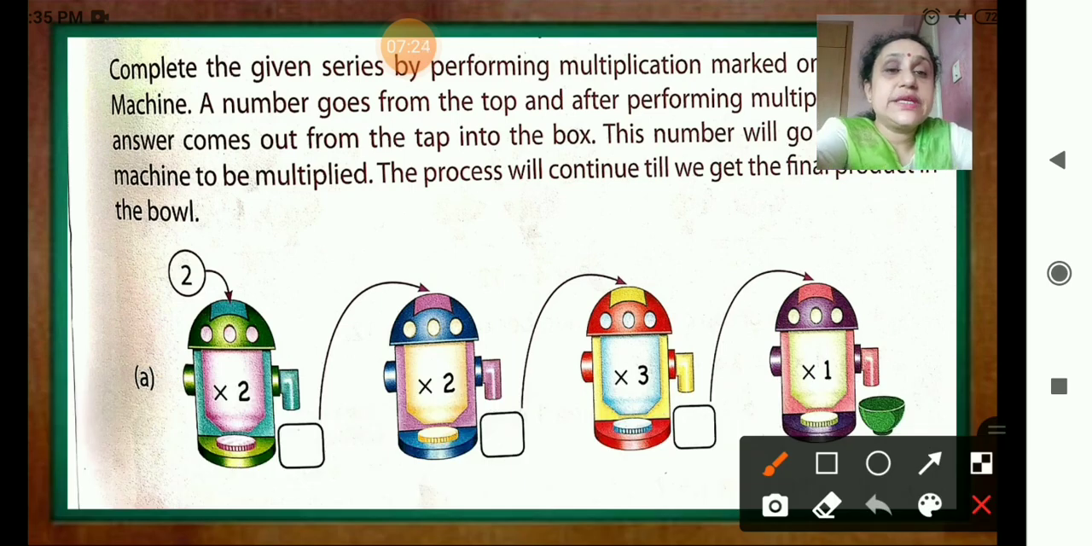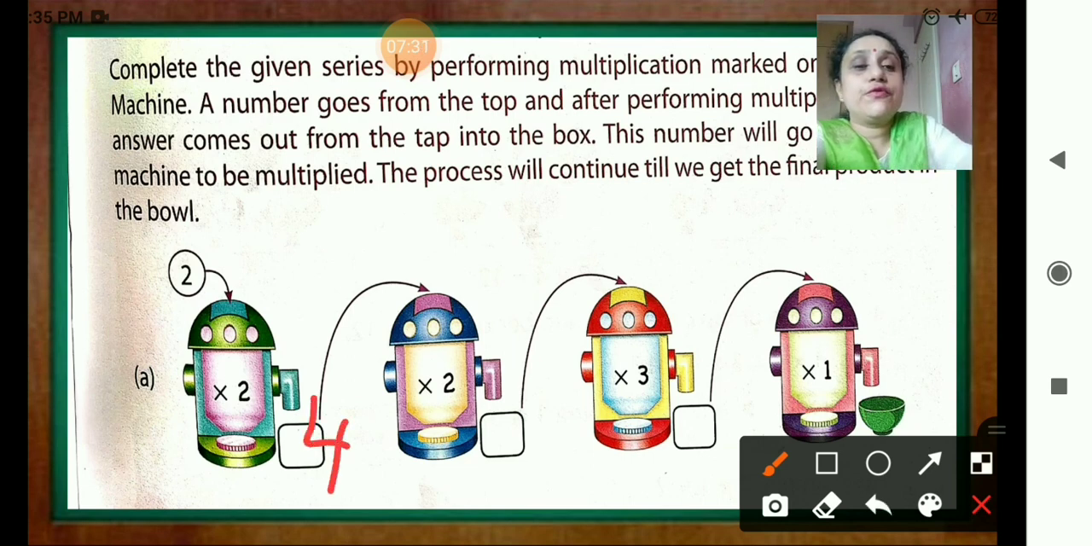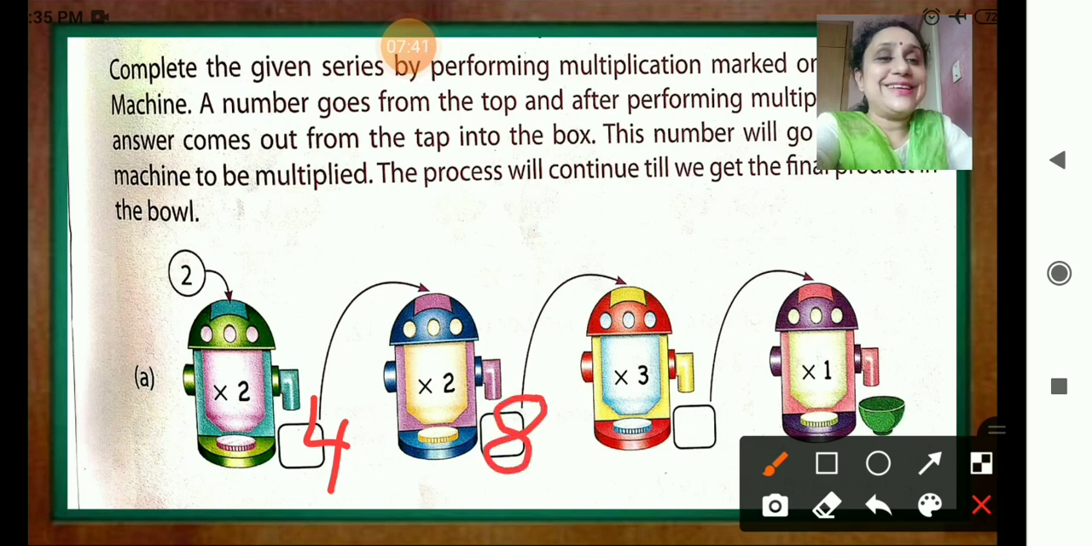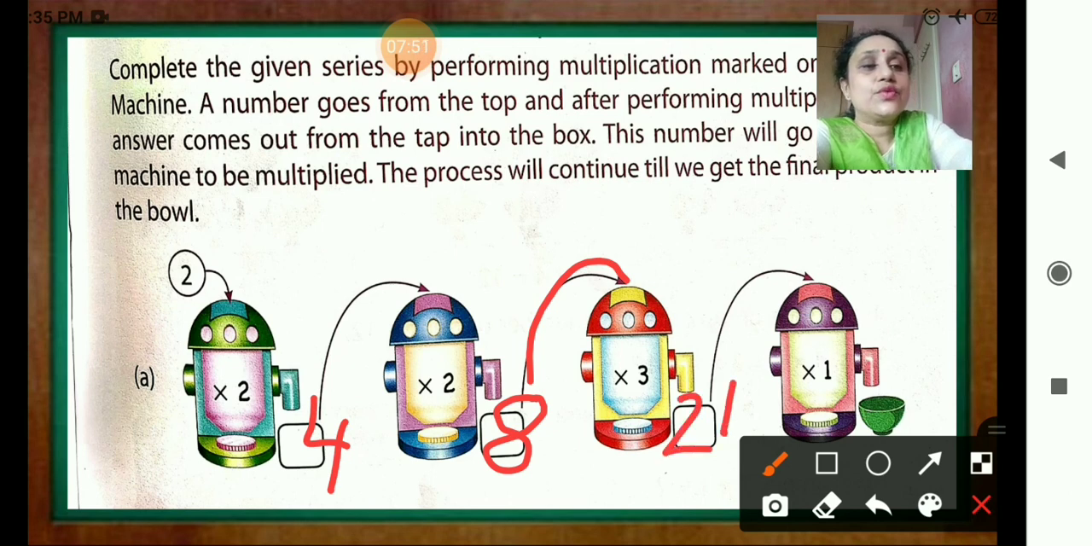Now the first one, you can see 2 is written. So 2 twos are, what will you write? 4. Okay, then you have to multiply this 4 by 2. 4 twos are 8. Done. Then 8 threes are 24, and 24 ones are, what will you write? 24.